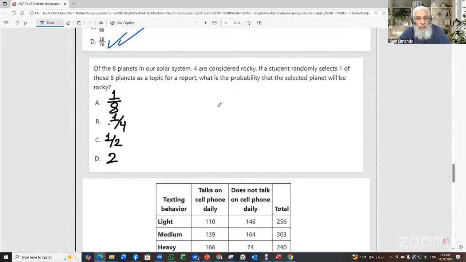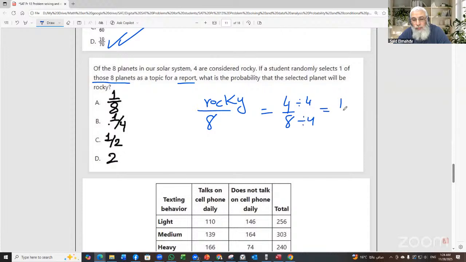Of the 8 planets in our solar system, 4 are considered rocky. If a student randomly selects one of those 8 planets as a topic for a report, so from the total 8, what is the probability that the selected planet will be rocky? Rocky is 4, so 4 divided by 8, divided by 4, divided by 4, equals 1/2. So the answer is 1/2.